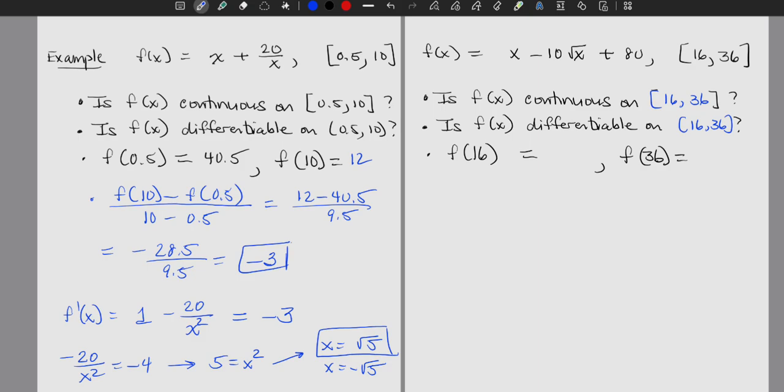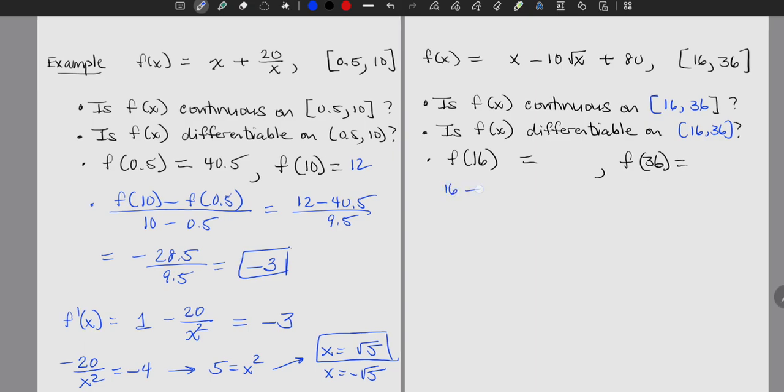So f of 16, well, what is that? f of 16 would be 16 minus 10 root 16 plus 80. And when we crunch that out, we get 16 minus 40 plus 80. Looks like that's 56. f of 36, similar thing. So you have 36 minus 10 root 36 plus 80. 10 root 36 is 60. And would you believe that that is also 56?